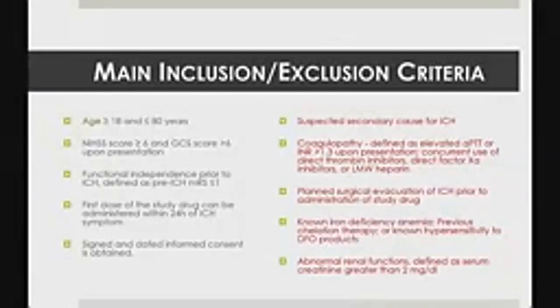These are our main inclusion-exclusion criteria. I'll quickly go through them. Basically, anyone older than 80 was excluded. We wanted to make sure that they have some deficits, so the NIH stroke scale had to be greater than 6. GCS score had to be greater than 6. And then the exclusion criteria is kind of what you see in any other hemorrhage trial. Basically, if they have a secondary hemorrhage, if they were really in bad shape when they came in, if they had coagulopathy. So the only patients with coagulopathy that we included were patients on Coumadin if the INR was less than 1.3. Anyone else was excluded from the trial.